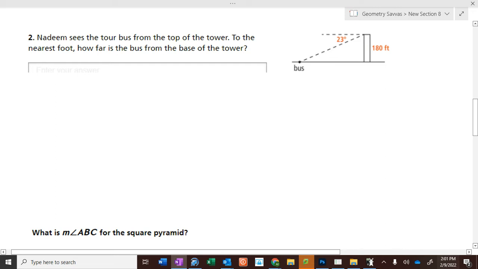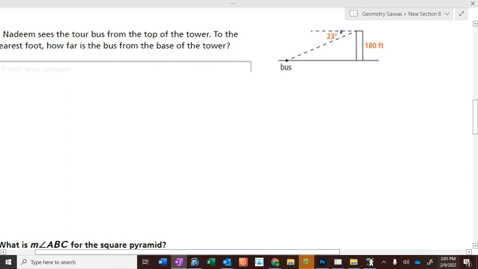Nadim sees the tour bus from the top of a tower. To the nearest foot, how far is the bus from the base of the tower? So if the angle of depression is 23, what's the angle of elevation? 23. So from the bus going up is 23. Now, we want to know how far the bus is from the tower. 180 is the opposite. X is the adjacent. So tangent of 23 equals the opposite side, 180, over the adjacent side of x. How do you solve for x?